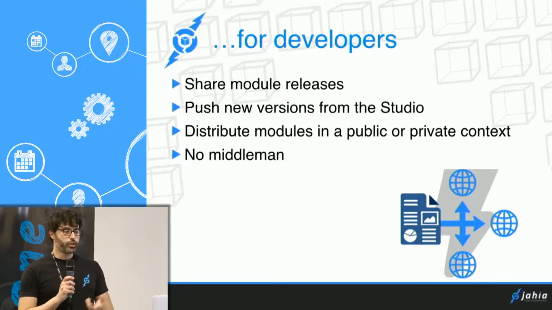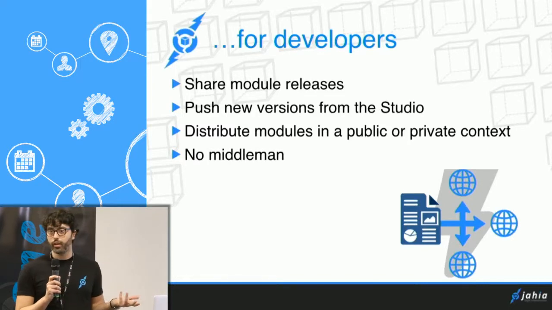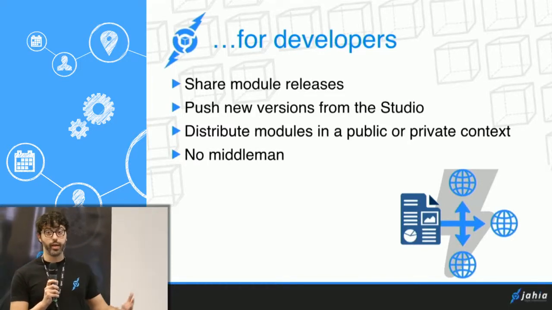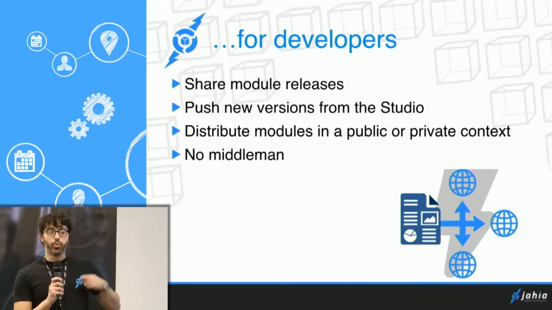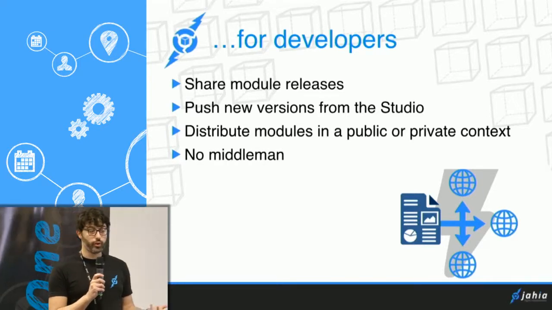So you're going to push new versions from the studio and distribute your modules in either a public or a private context. You can make your app store available online. That's what we're going to do, by the way. We're going to have the Jahia app store, the generic app store, available online, and anyone in the community will be able to add new modules there, and all of you and all of our customers will be able to pull modules from there if they want to use them.